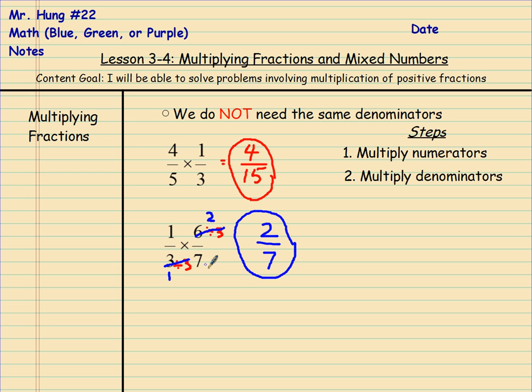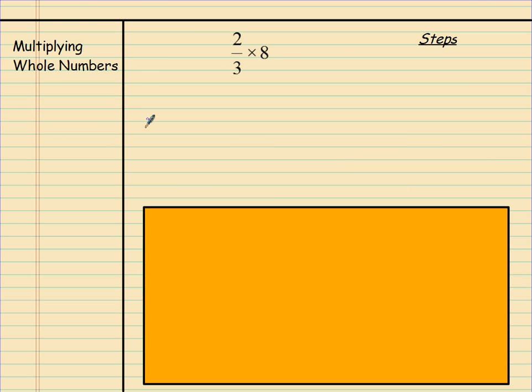What this does is that we start with smaller numbers to multiply. So that makes the multiplying a lot easier. Let's move on. Multiplying whole numbers. Uh-oh, there's a whole number.